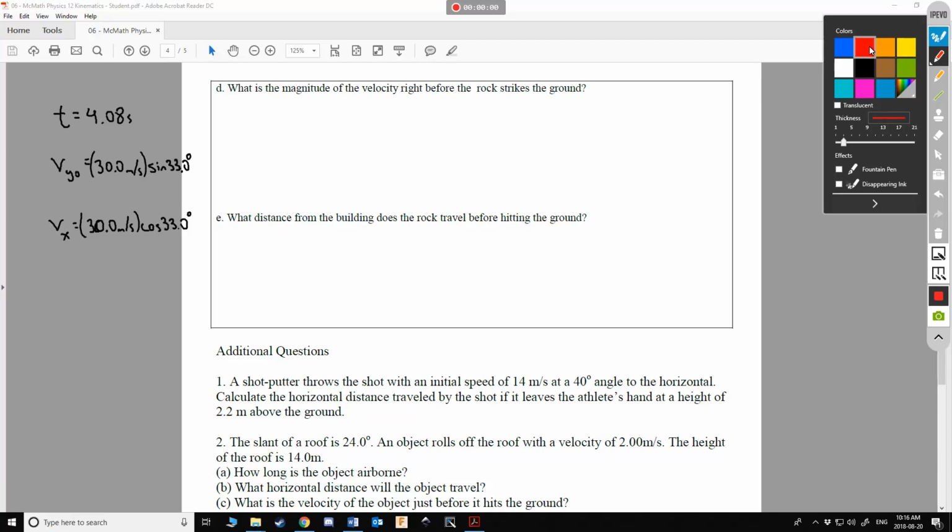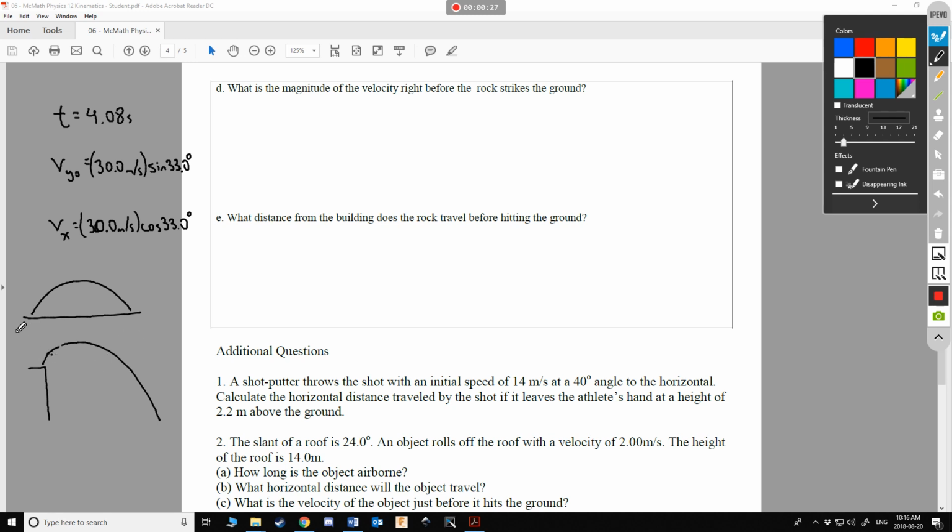Okay, let's finish this problem. So it says, what is the magnitude of the velocity right before the rock strikes the ground? In the previous problem, we just had a ball being thrown on some horizontal flat surface. The big difference between that question and this one is that now a person is on a cliff and the ball is thrown from the top of the cliff.